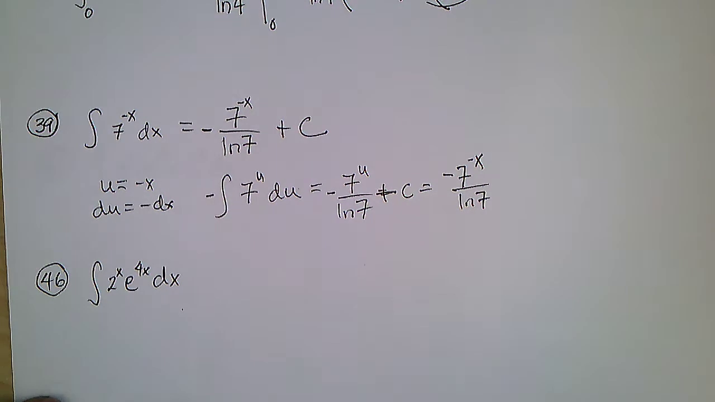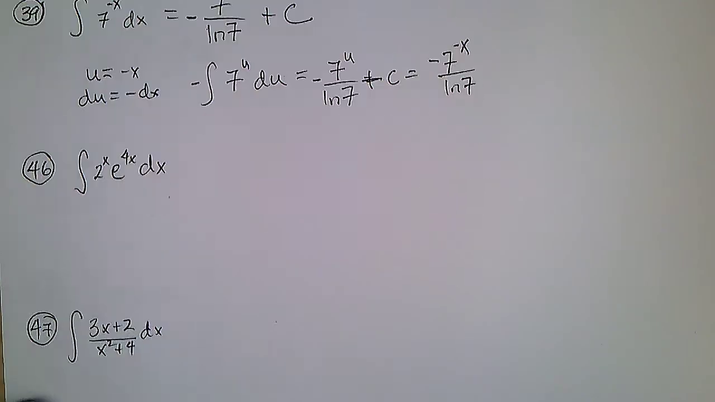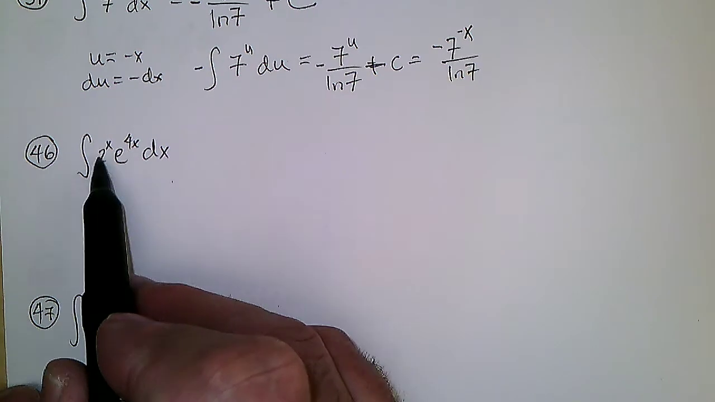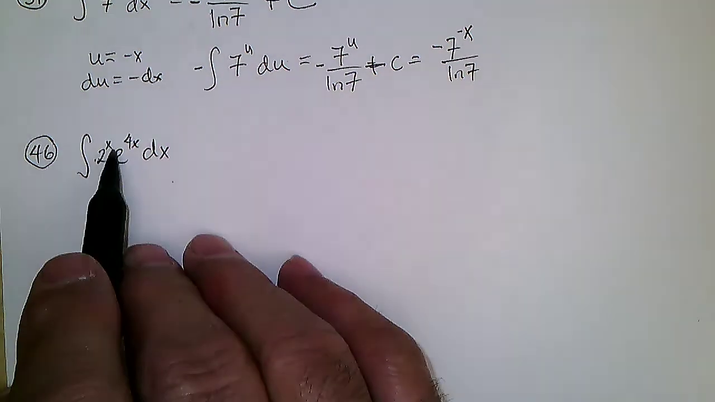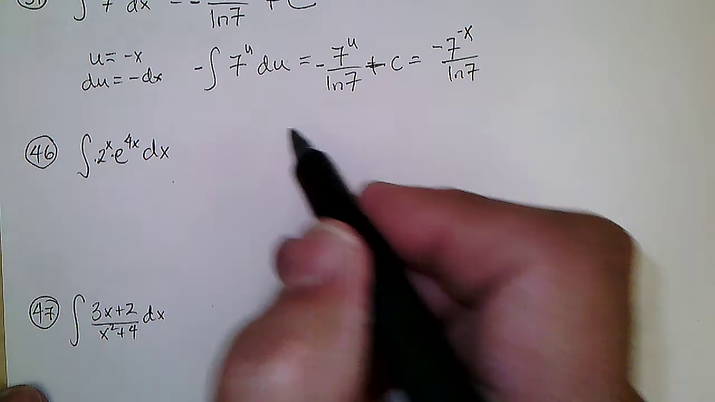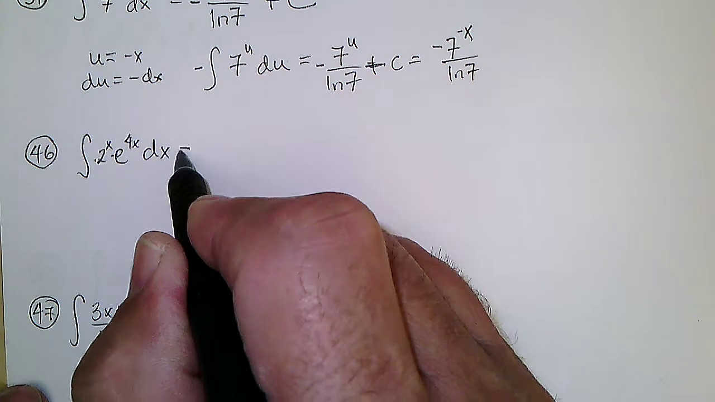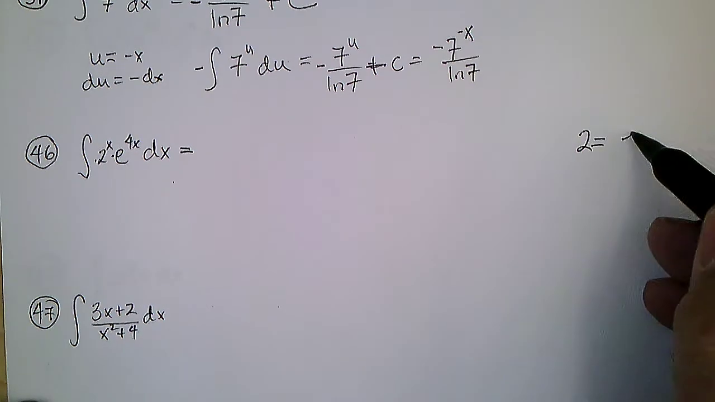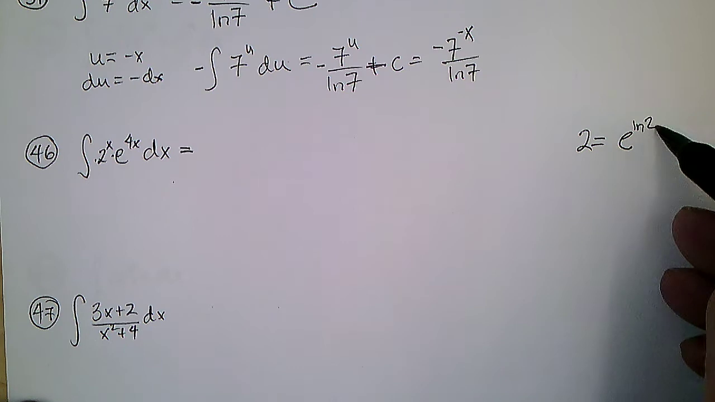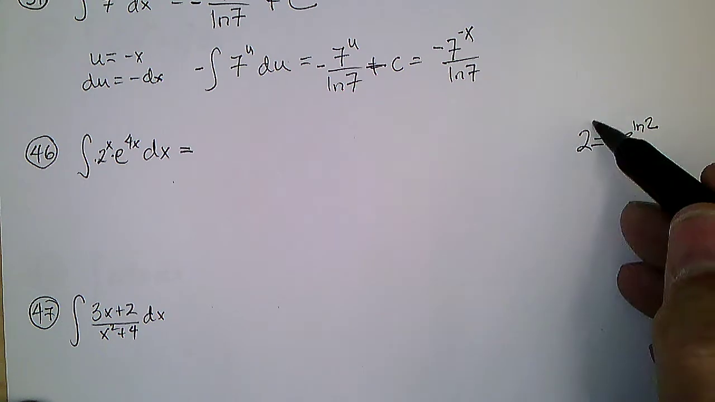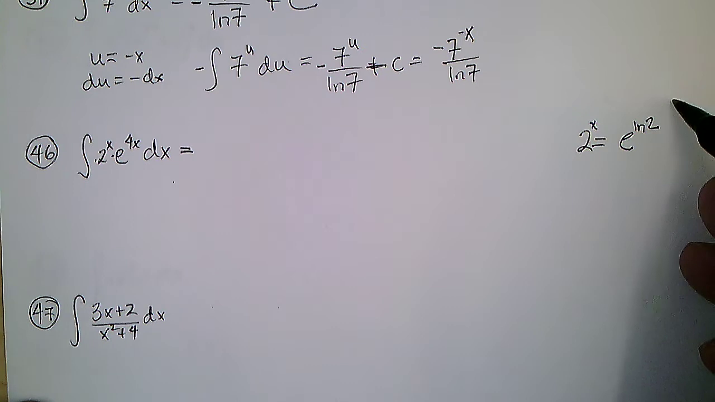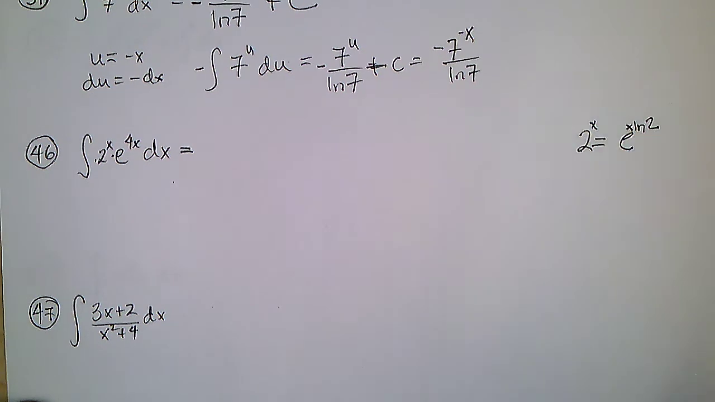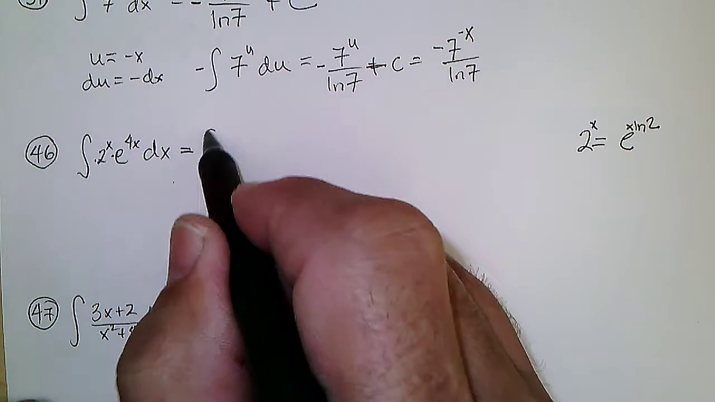Okay. This one is a bit tricky. We need to get these both in the same base because we can't split this up. These are multiplying, not adding or subtracting. So since 2 is e to the ln 2, then 2 to the x would be this to the x, and if you got a power to a power, you multiply them. So this becomes the integral.